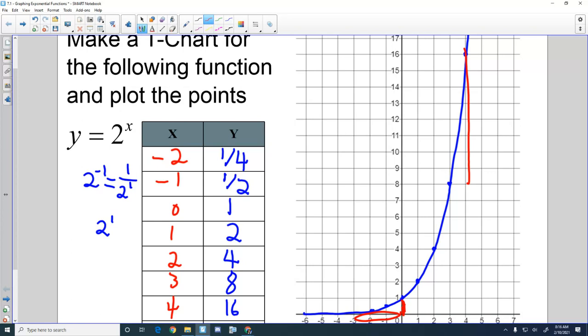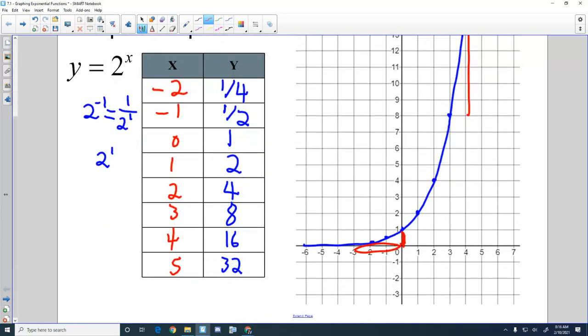Here I'm going over 1, up 2, then over 1, up 4, over 1, up 32. It's insane how fast this grows, this exponential growth. Now, on the low end, there's also something unique that happens.